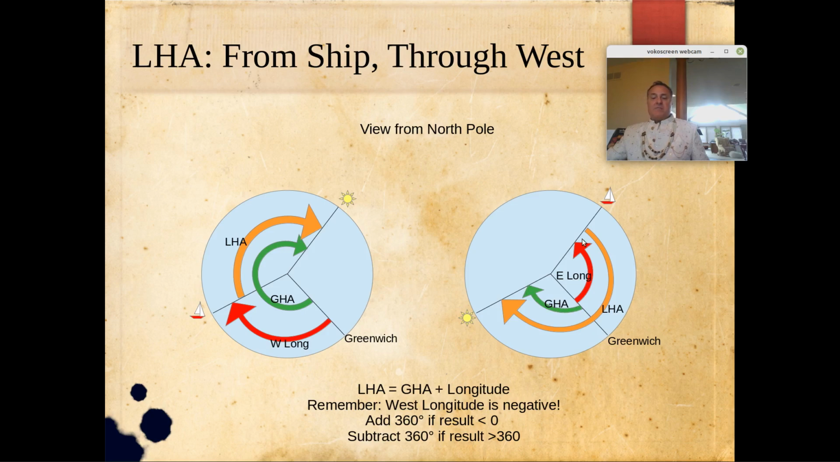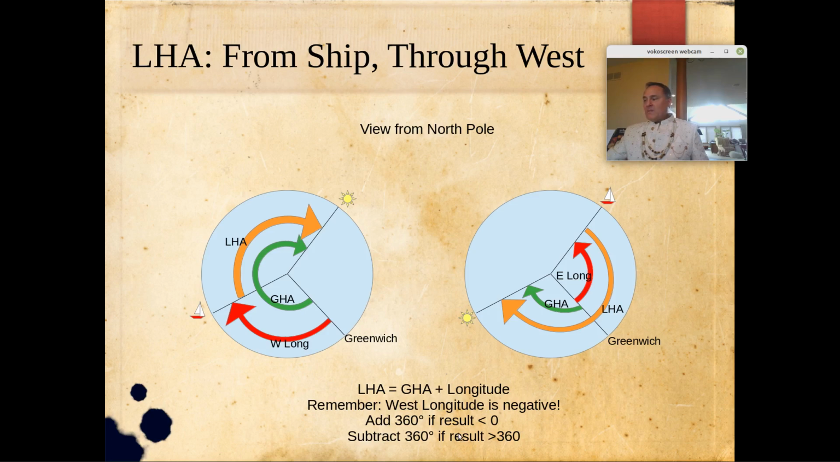But this time, because east longitude is a positive value by convention, a sum is a true sum. And they sum to the local hour angle again. And so the rule is the local hour angle is just the sum of the Greenwich hour angle and the longitude. And we just remember that west longitude is always negative.